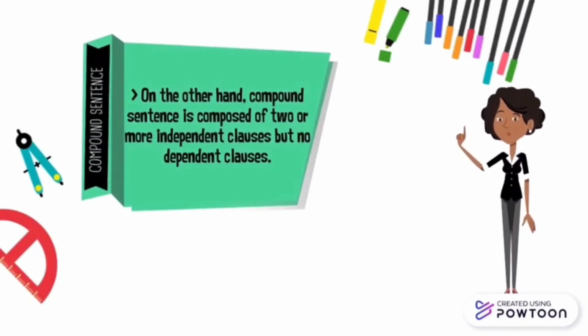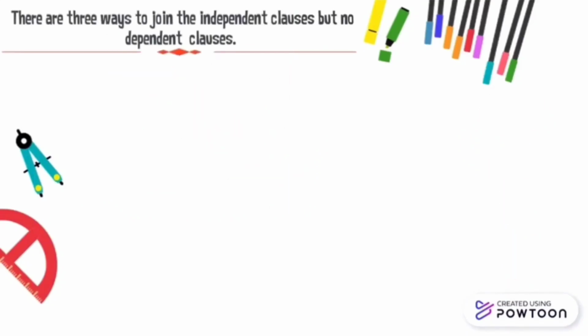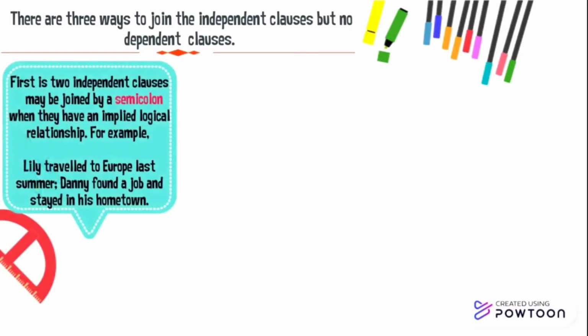Next is compound sentence. On the other hand, a compound sentence is composed of two or more independent clauses but no dependent clauses. There are three ways to join the independent clauses. First is, two independent clauses may be joined by a semicolon when they have an implied logical relationship. For example, Lily traveled to Europe last summer; Danny found a job and stayed in his hometown.